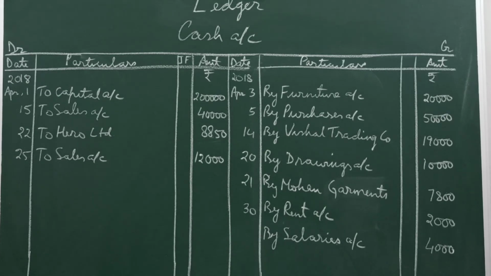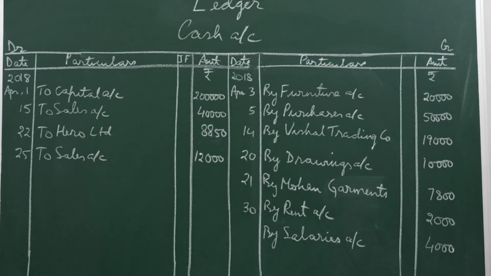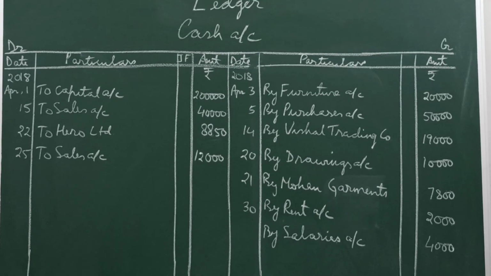Then on 30th we have cash going out in the name of rent and salaries. Both will be posted here because cash is going out in the name of rent, in the name of salaries. So on the credit side, date 30th by rent account, and not 6,000 now you write, but you write individual amounts. Cash is going out in the name of rent of 2,000, so 2,000 will be posted. Cash is going out in the name of salaries of 4,000, so 4,000 will be posted. When you add, this will be 6,000. So you have to keep this in mind. Cash is going out, but when there are two debits, both will be posted on the credit side by rent, by salaries.